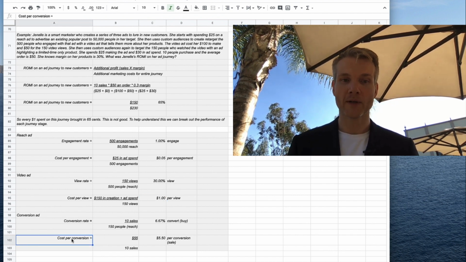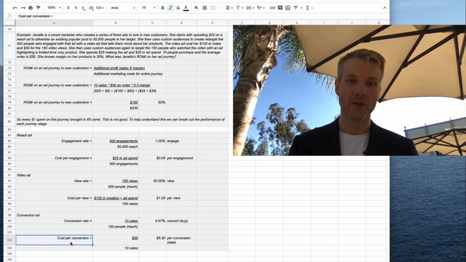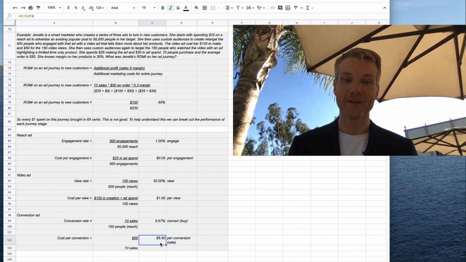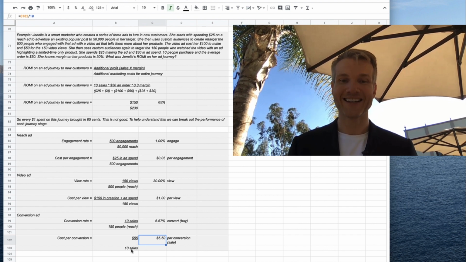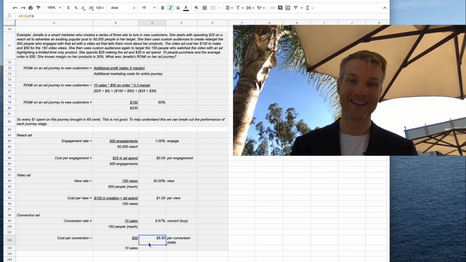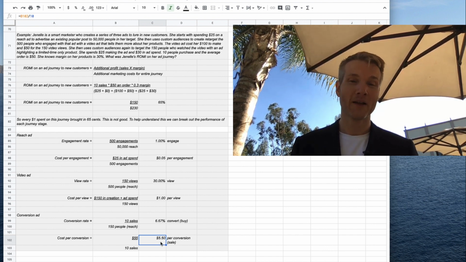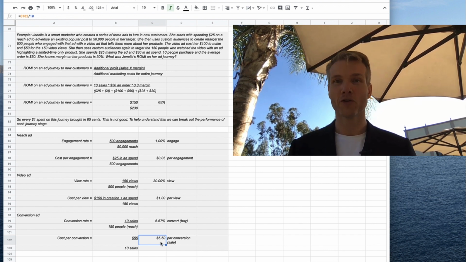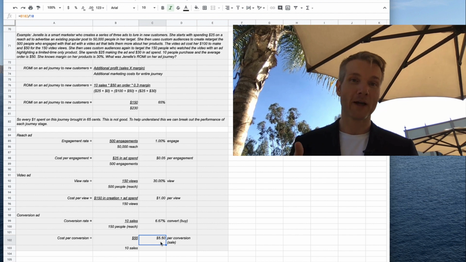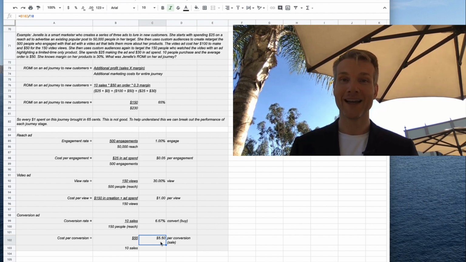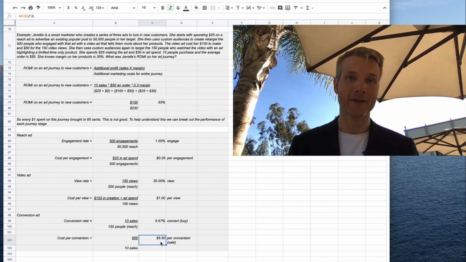Or you can calculate a cost per conversion. So in this case, it's costing $5.50 because we've got $55 in terms of the cost involved and 10 sales. So 55 divided by 10 is $5.50 per click to actually go through and buy. That seems pretty high as well. So she's basically spending $5.50 to get one person to click and purchase. Maybe she could try and drive that spend down by improving that particular ad.